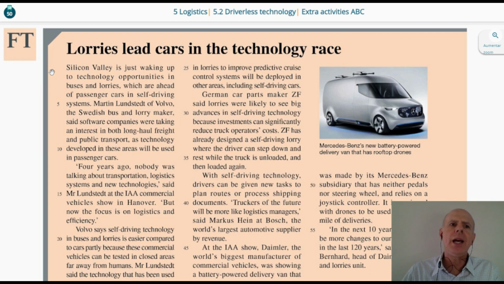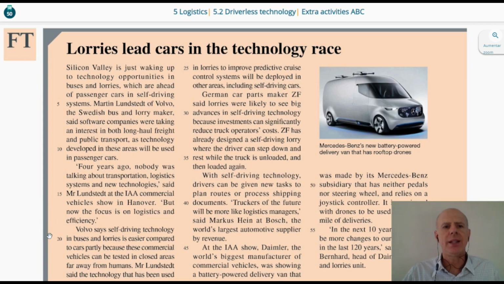Silicon Valley is just waking up to technology opportunities in buses and lorries, which are ahead of passenger cars in self-driving systems. Martin Lundstedt of Volvo, the Swedish bus and lorry maker, said software companies were taking an interest in both long-haul freight and public transport as technology developed in these areas will be used in passenger cars. "Four years ago, nobody was talking about transportation, logistics systems and new technologies," said Mr. Lundstedt at the IAA Commercial Vehicles Show in Hanover. "But now, the focus is on logistics and efficiency."